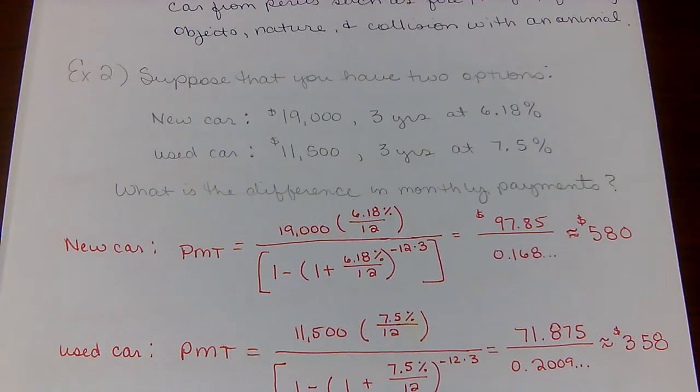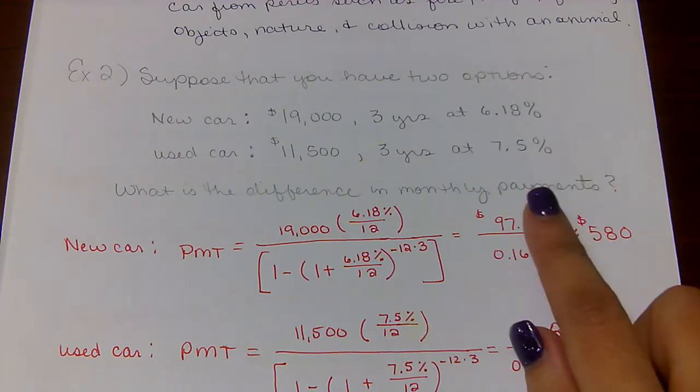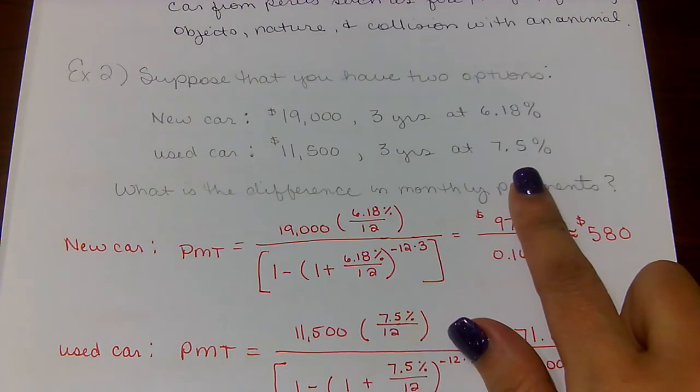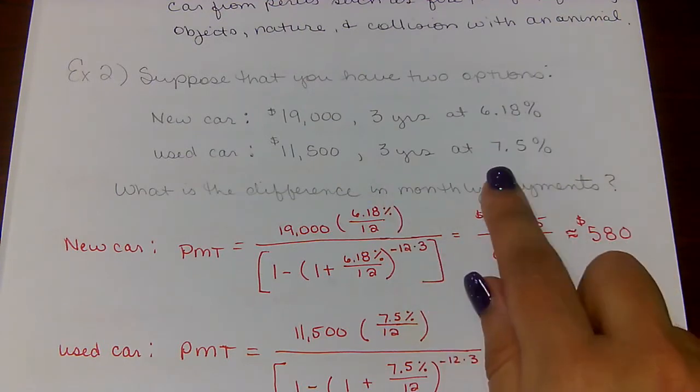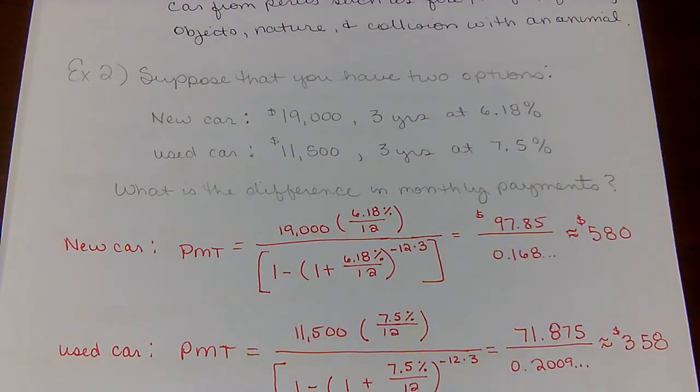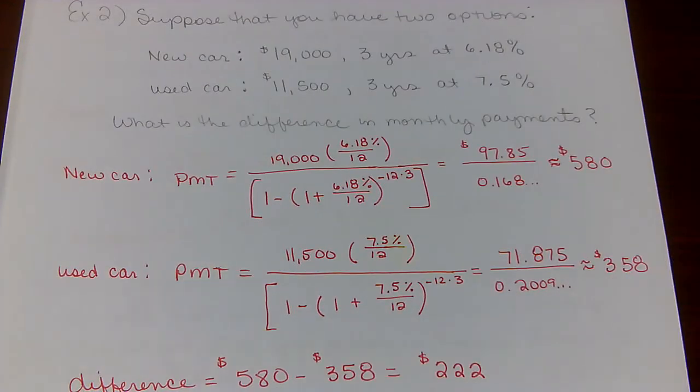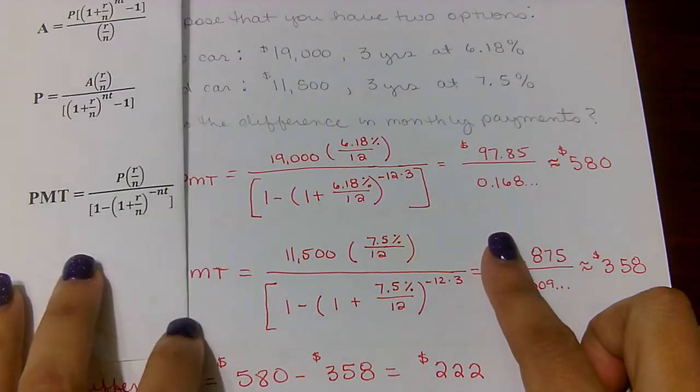Let's look at the next example. Suppose that you have two options. You can buy a new car for $19,000, 3 years at 6.18%. Or you can get a used car for $11,500, still at 3 years and 7.5% interest. What is the difference in the monthly payments? The first thing we do is use our payment calculation.